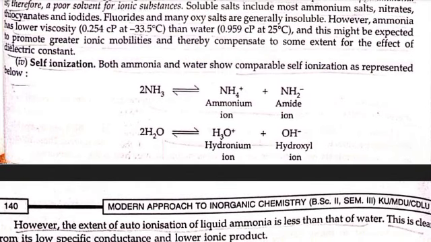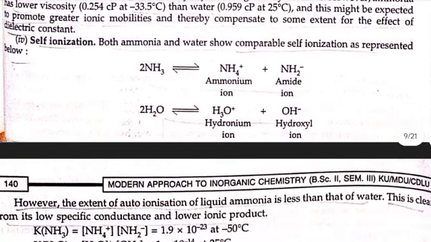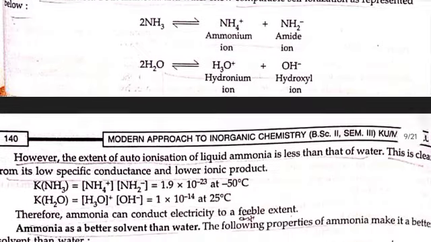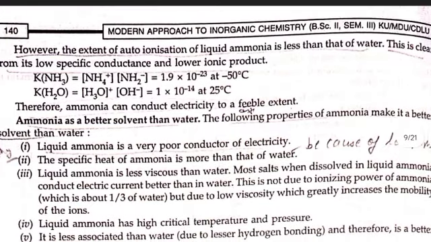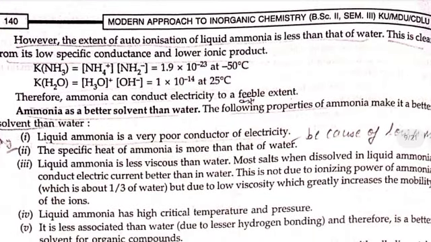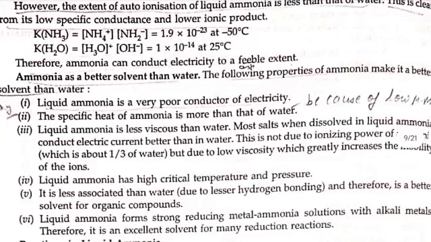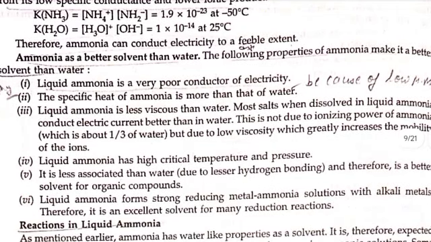Self-ionization. Both ammonia and water show comparable self-ionization as represented below. However, the extent of auto-ionization of liquid ammonia is less than that of water. This is clear from its low specific conductance and lower ionic product. Therefore, ammonia can conduct electricity to a feeble extent. Ammonia is a better solvent than water. The following properties of ammonia make it a better solvent than water.